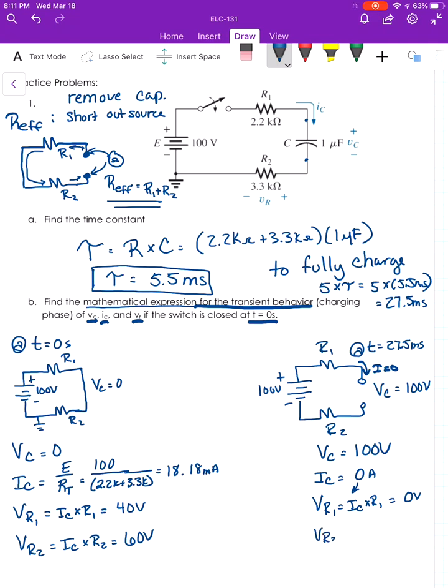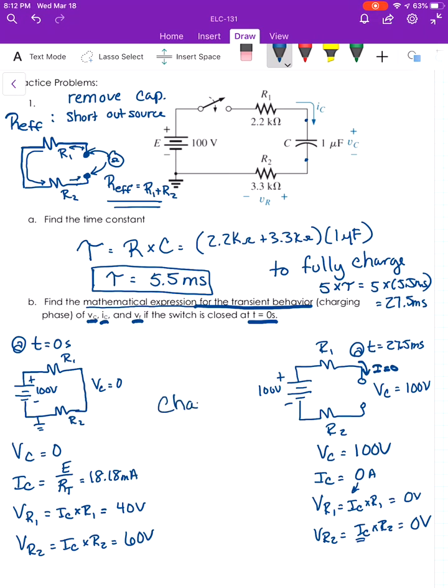And for VR2, same thing. IC times R2. This time it's 0 because, of course, IC is 0. Okay, so now it's just a matter of writing in our equations. I'm going to move this over a little bit so that we have a little more room. And you can back up the video if you want to remember where that came from.